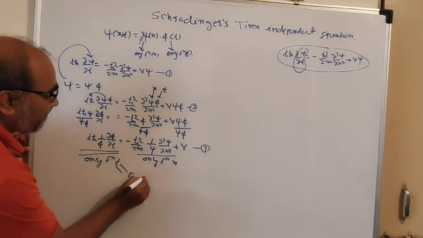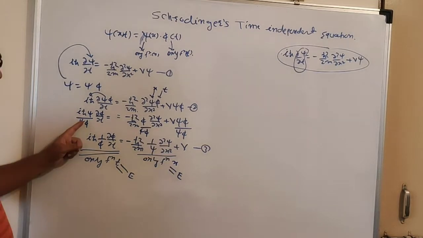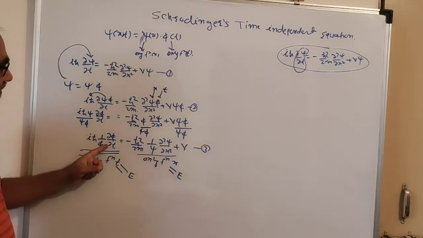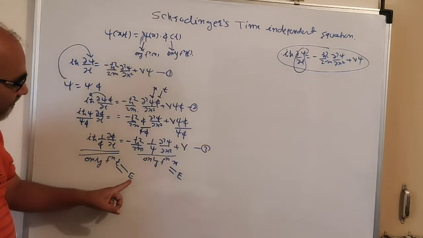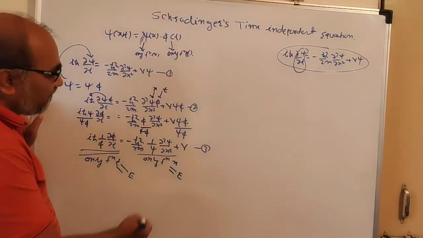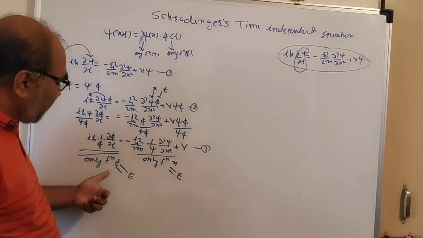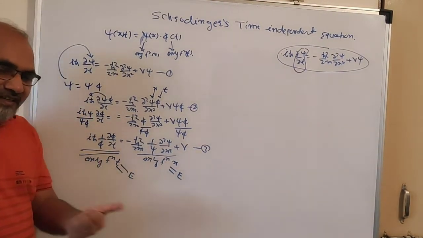and we consider that constant to be, say, E. So iħ (1/φ) ∂φ/∂t is equal to E, whereas minus ħ² upon 2m (1/ψ) ∂²ψ/∂x² plus V is equal to E. So this is the condition for that.